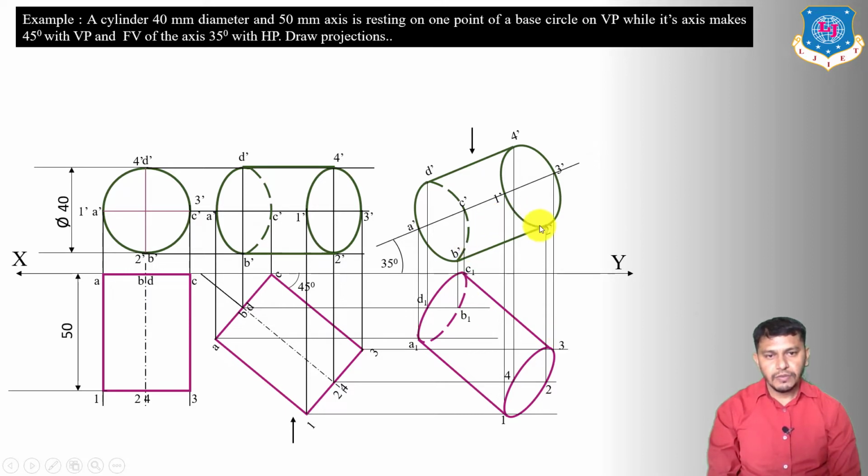So this is the final front view and top view in the last stage, in which the axis is inclined at an angle of 45 degrees with the vertical plane, and the front view of the axis is inclined at an angle of 35 degrees with the horizontal plane.